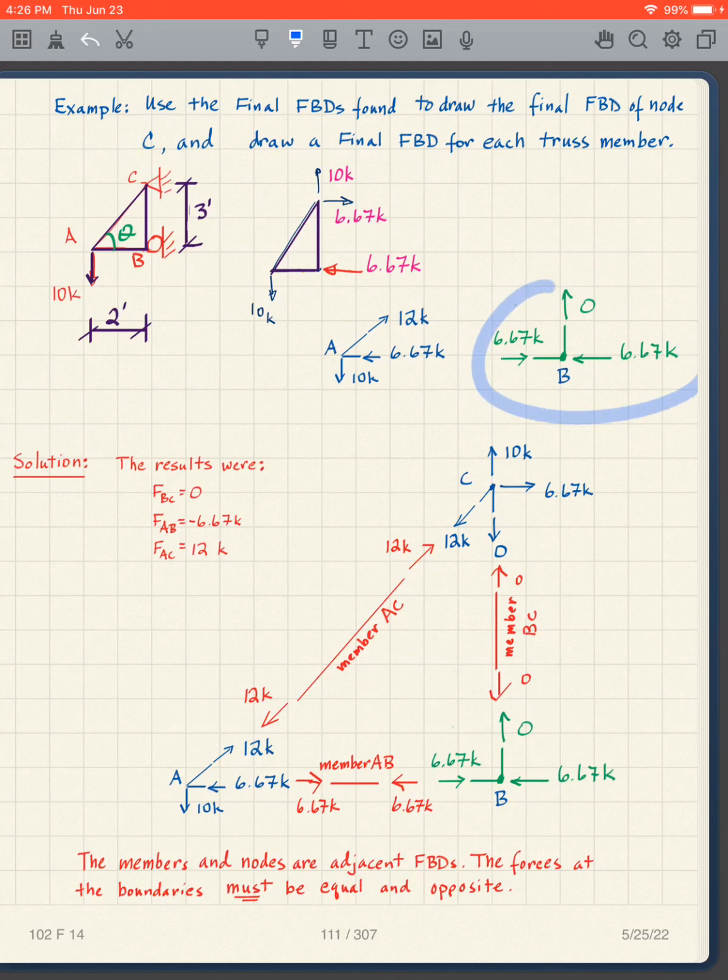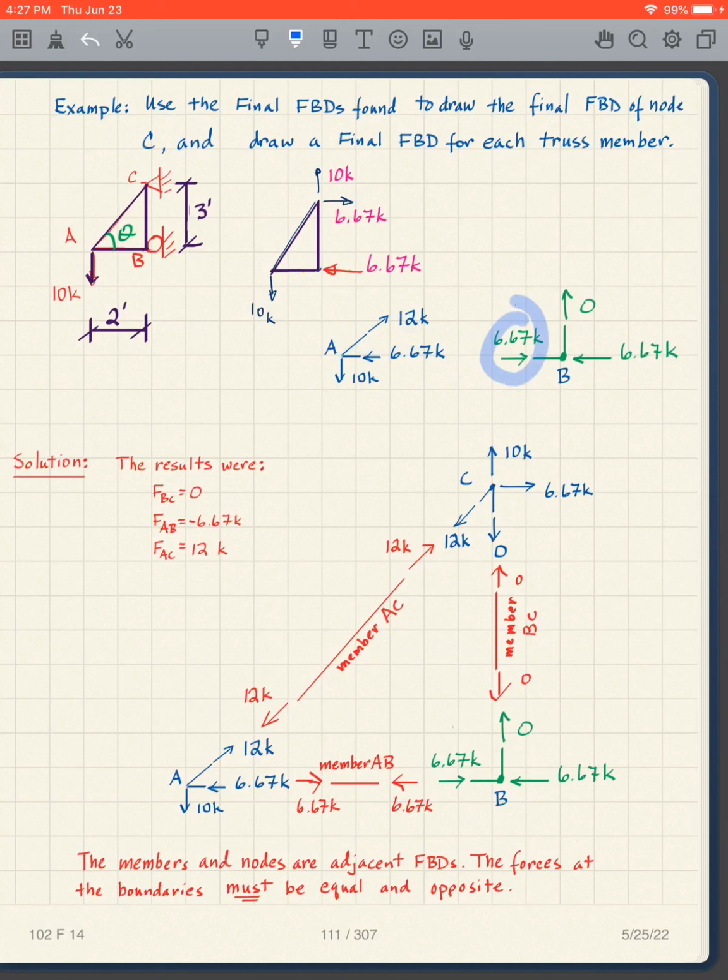Once I got this, I realized that member AB is in compression, 6.67 kips. That's what this tells me. Member AB is in compression. Why is it compression? Because it's pushing on the node, going toward the node. And so that means if the member's in compression, it's going to go 6.67 to point A. It's got to be that way. That's how we go from point to point.